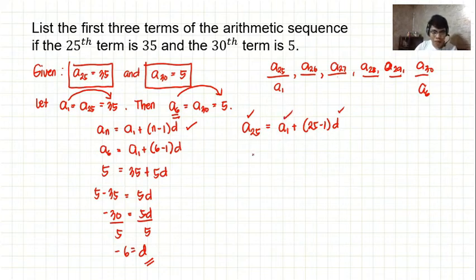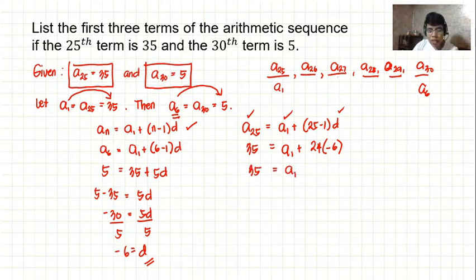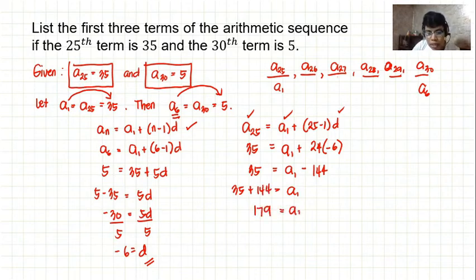So from that, I have 35 equal to a sub 1 plus 24, right? Times d is negative 6. Now, solving for a sub 1, we have 35 equal to a sub 1 minus, how much is this? 24 times 6 is 144, right? So, minus 144. Then, solving for a sub 1, I will now have 35 plus 144. And that is 179. And this is now my a sub 1.